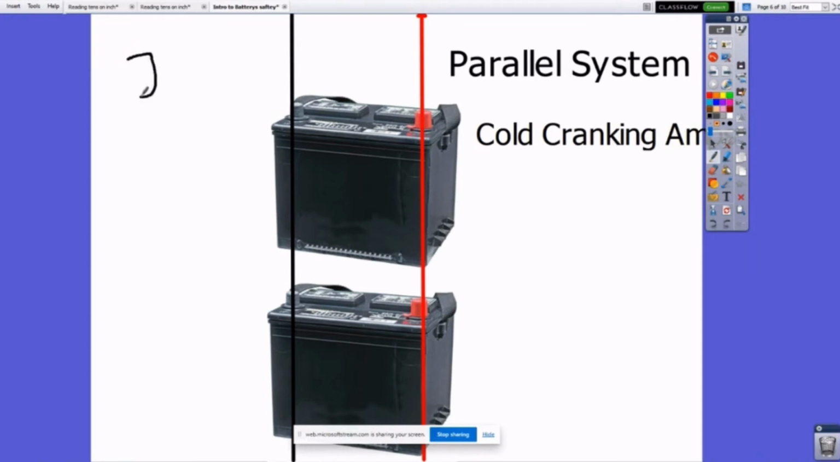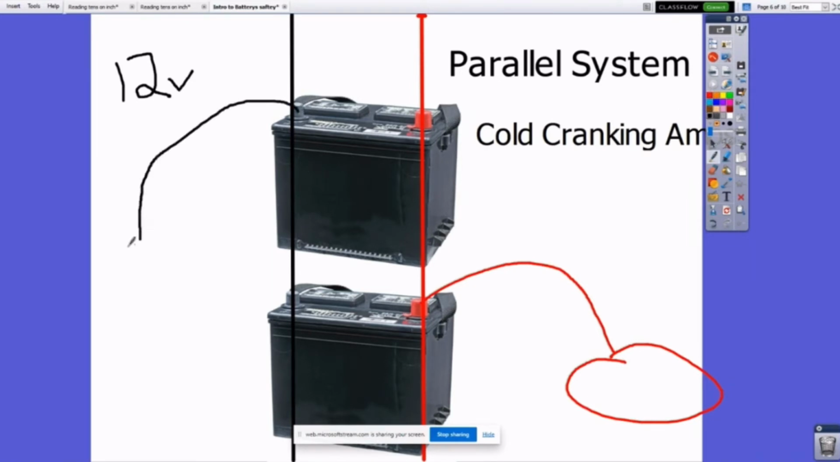Okay? In this type of system, the voltage stays the same. So if we have a 12-volt system here, it's always going to be a 12-volt system all the way through. If I take a hot wire and I run it to my starter again, and I take a ground up here and I run it down to ground, even though I've got 2 batteries in here hooked up parallel, it's always still going to be a 12-volt system. All right? Really simple. Parallel stays the same. The voltage stays the same.